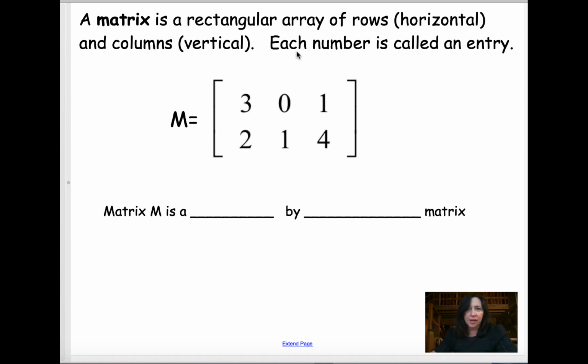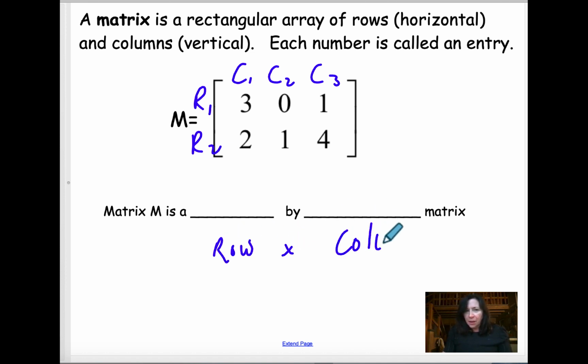So just getting started, we have a matrix, and a matrix is a rectangular array of rows, which are horizontal, and columns, which are vertical, meaning this right here would be row 1 and row 2, and this would be column 1, column 2, and column 3. Each one of these numbers here is actually called an entry. This matrix right here, matrix M, we call these row by column. So that's how you say it. You say it row by column.